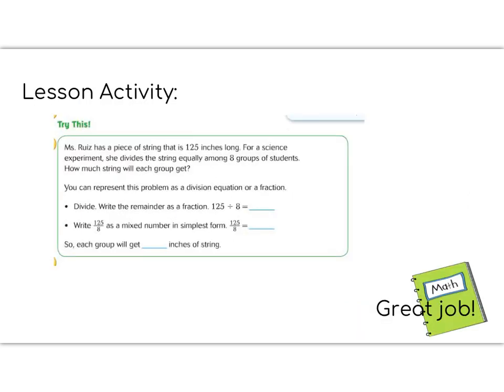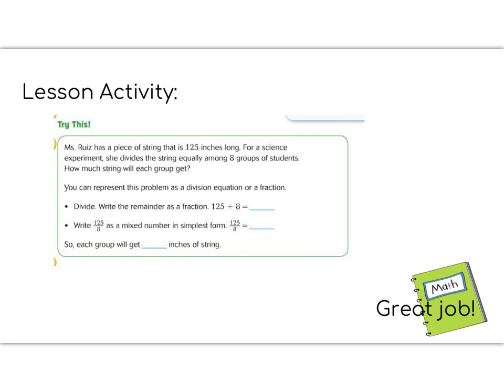Today's lesson activity is to try this section from your lesson pages. Go ahead and answer the questions on your lesson pages and be prepared to show your teacher when you go to the teacher table. I'll get you started. Miss Ruiz has a piece of string that is 125 inches long. For a science experiment, she divides the string equally among 8 groups of students. How much string will each group get?